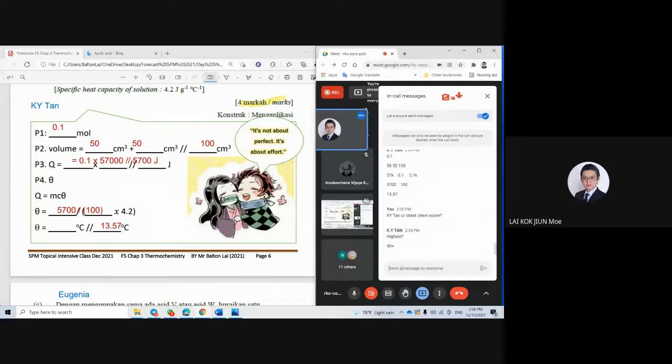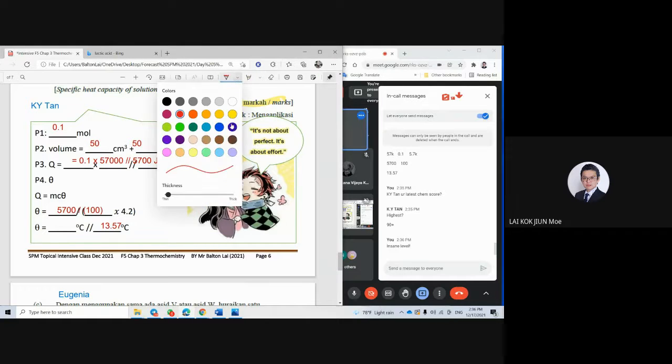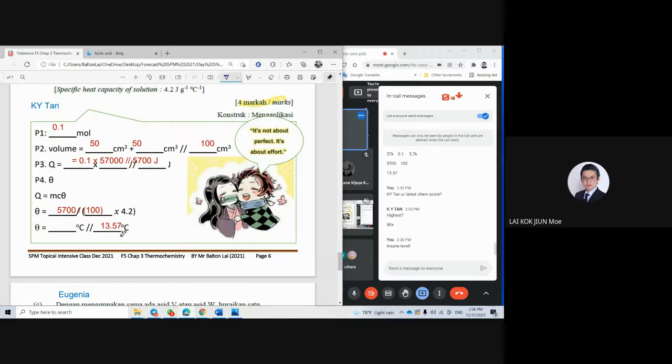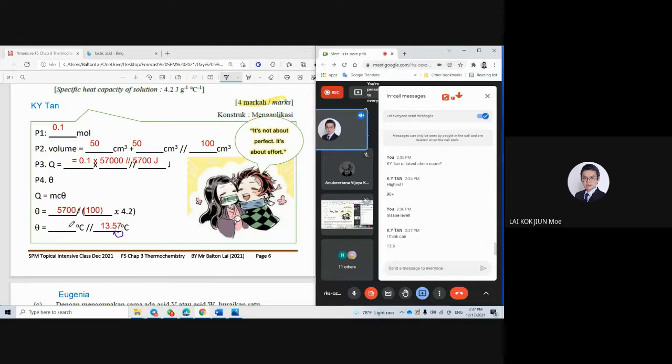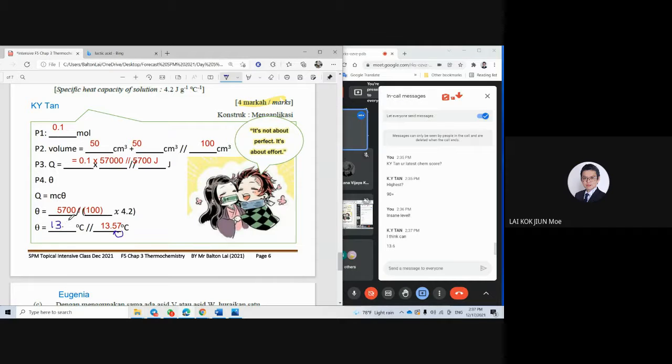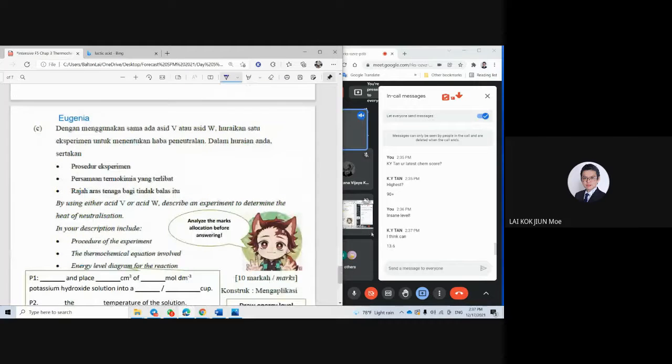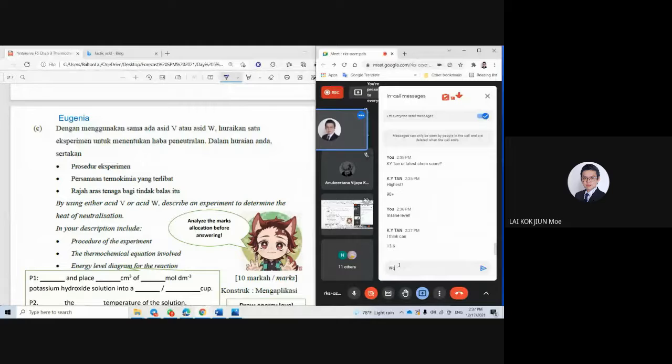This is the incense level. Okay. KY Tan, if I don't want two decimals, can I round off? Can or cannot? I think can. So if I give you another answer to write, what number can you write for the rounded off one? 13.6, very good. It's 13.6. So for the temperature we can accept 1 or 2 decimals, no problem. Make sure you round off correctly. Okay, you don't want to round off, also no problem. Well done, KY Tan. Well done.